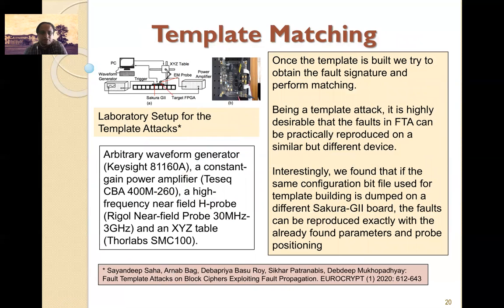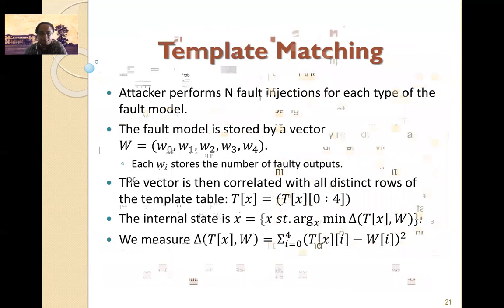Here is an experimental setup that we have using electromagnetic injections. And interestingly, we found that if the same configuration bit file is used for template building and is dumped on a different target board, which is a Sakura G2 board in our case, then the faults can be reproduced exactly with the already found parameters and probe positions. More details of this can be found in our Eurocrypt paper.